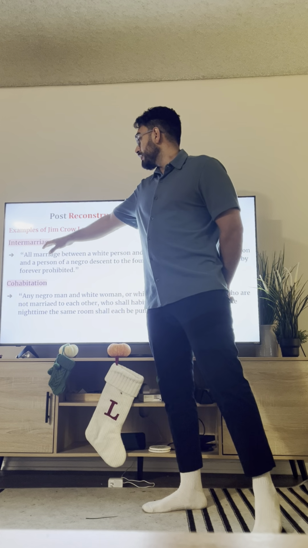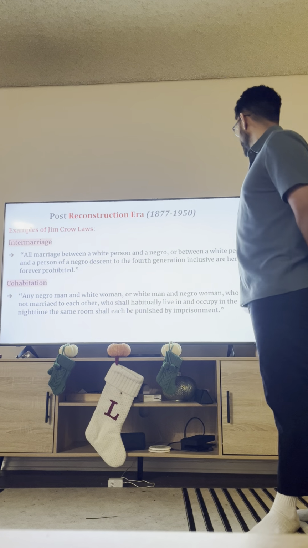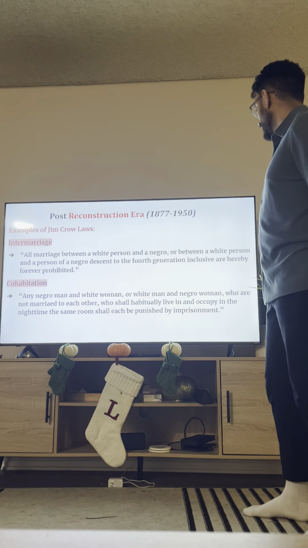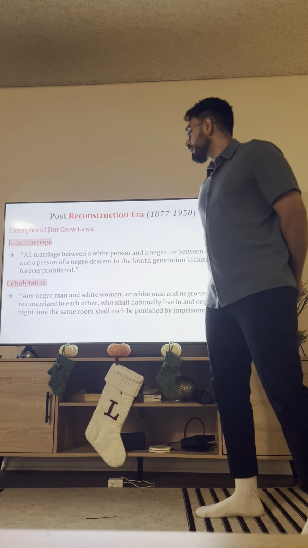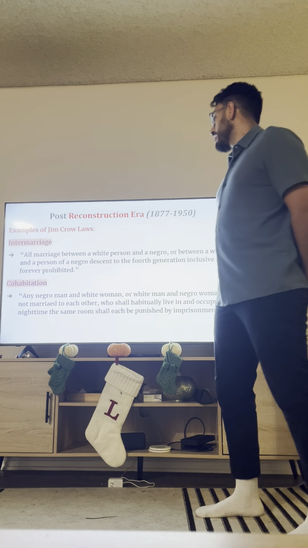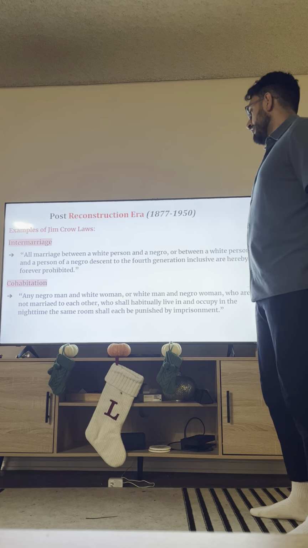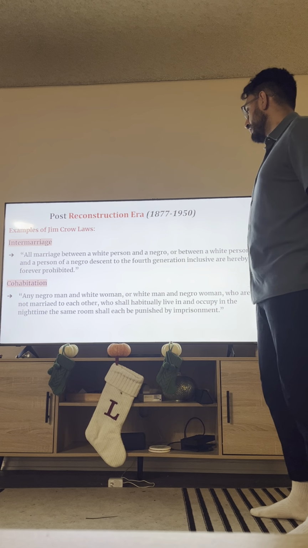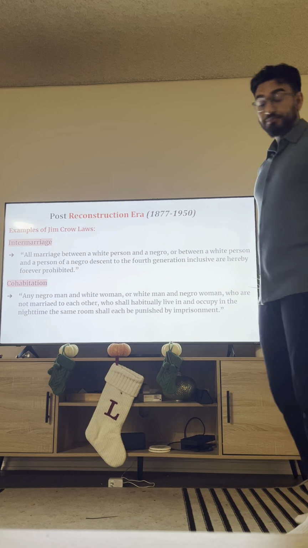Here we have one on intermarriage. "All marriage between a white person and a Negro, or between a white person and a person of Negro descent to the fourth generation inclusive, are hereby forever prohibited." Another one on cohabitation. "Any Negro man and white woman, or white man and Negro woman who are not married to each other, who shall habitually live in and occupy in the nighttime the same room, shall each be punished by imprisonment."